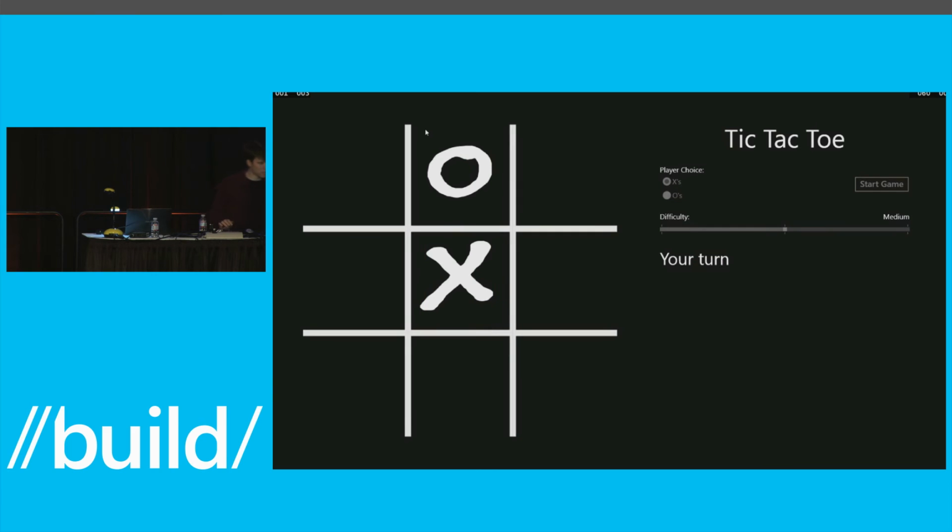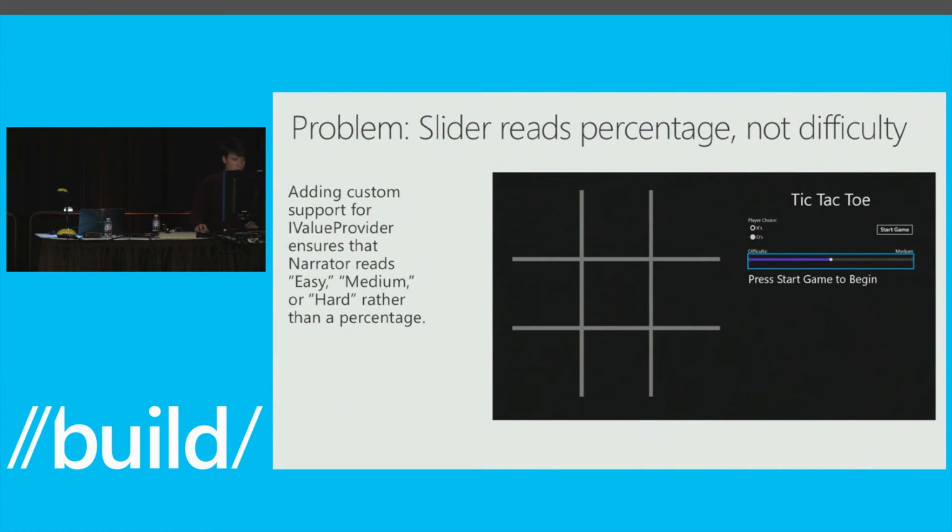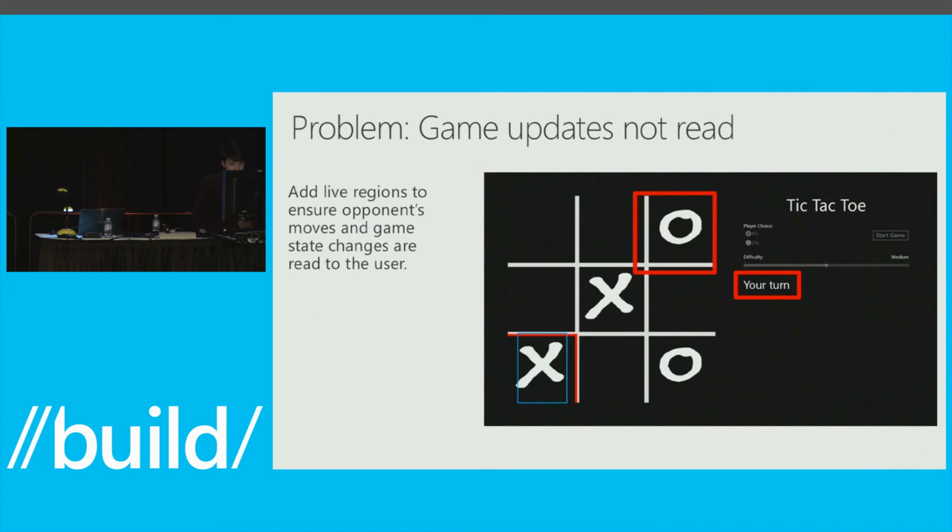Turn off narrator. Switch back here. All right, so as we saw, the game updates and opponent's moves were not read. So we fixed this by adding live region support so that the screen reader is notified that, hey, something important is changing whether or not you're focused on it. And this is assertive or polite, meaning, oh, you should let the user know about this right away, or just let the user know if you can.